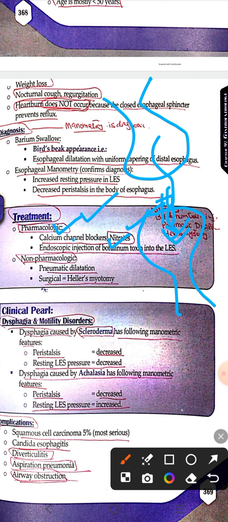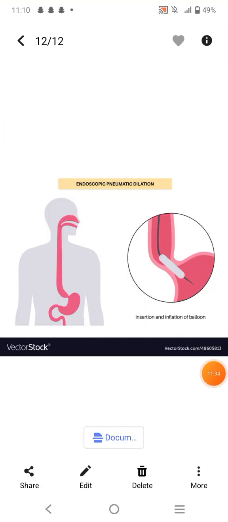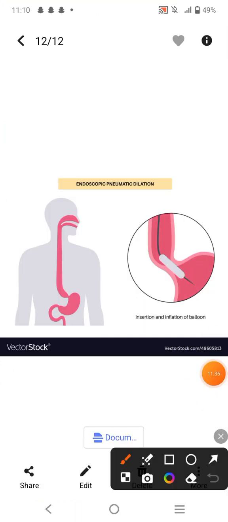Then comes the non-pharmacological treatment. In non-pharmacological treatment, you do pneumatic dilatation. I will show you its picture. You can watch it clearly here that it is endoscopic guided. Endoscope is also passed. Endoscopic pneumatic dilatation. Here dilatation of the lower esophageal sphincter is done.